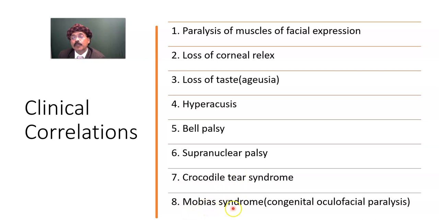Okay. Moebius sign, congenital oculofacial paralysis. This may happen due to the involvement of both the facial nerve and the abducens nerve. There will be medial strabismus, and also there will be muscular paralysis, lower motor neuron lesion, in Moebius syndrome. Okay.